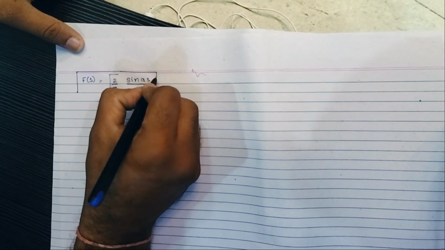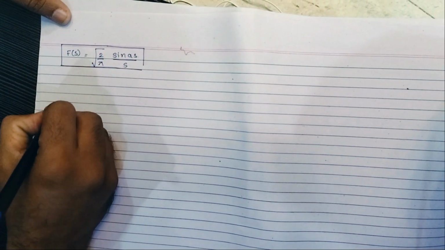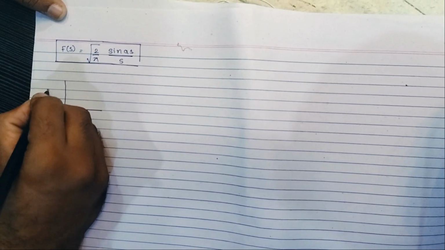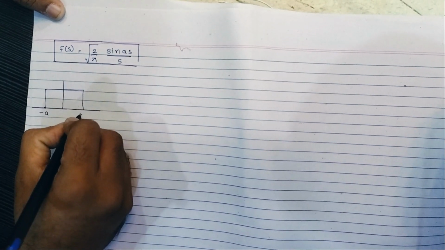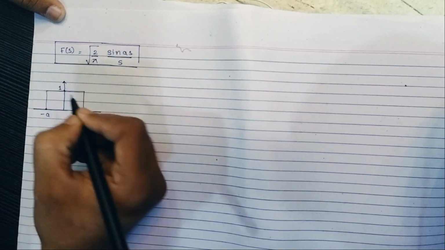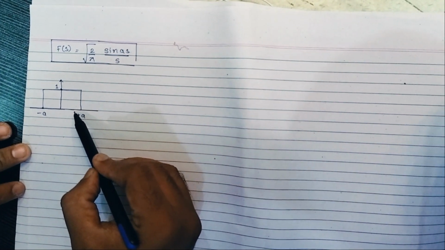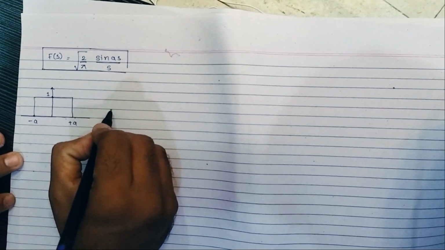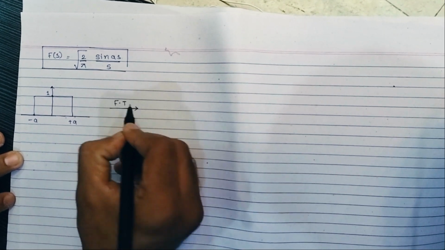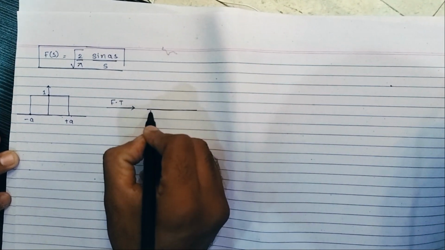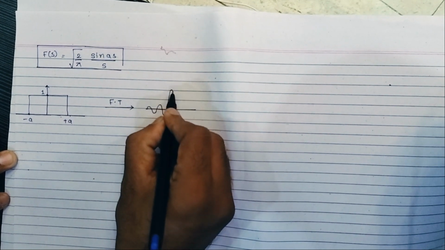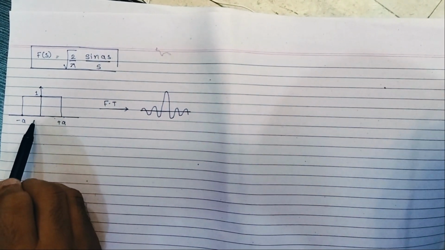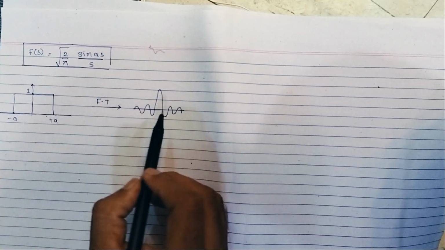So the Fourier transformation of the function, which was looking like this from minus a to plus a, had a value 1. Now you can see clearly the Fourier transformation of this function, which is rectangular in shape, is converted into a sinusoidal function. So the Fourier transformation of this will look like a sinusoidal wave. So clearly from this it is clear that whenever we do the Fourier transformation of a given function, its behavior can change.